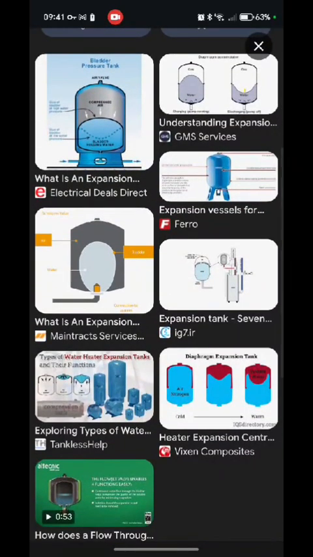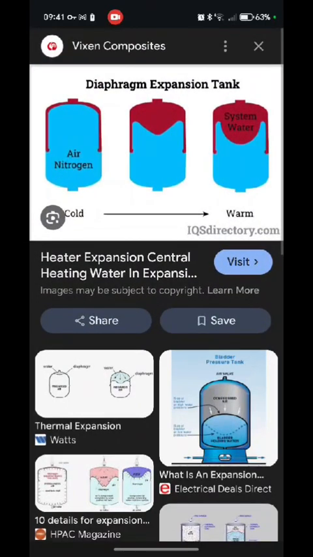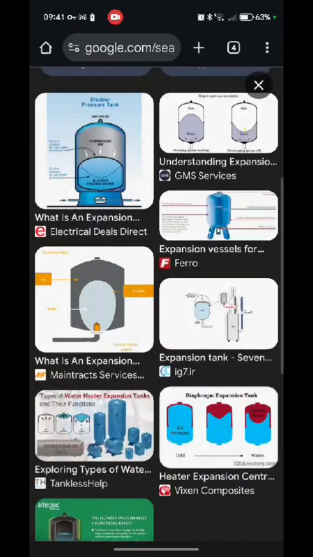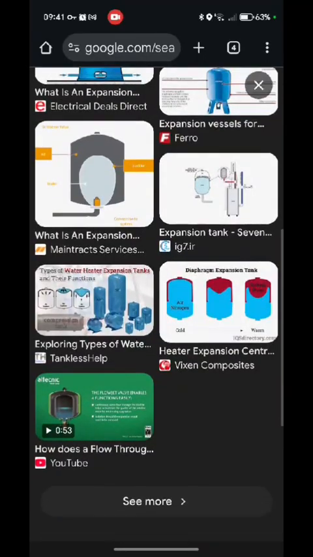Okay, and then here's another one. Diaphragm expansion tank design. You see this one, the air is separate from where the water comes in, but the connection can either be at the top or the bottom. So it really depends on the manufacturer. All right. Now, why this is key, I'm going to get to it.